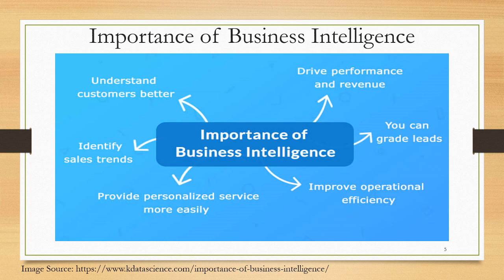This also helps to improve the operational efficiency. It also helps to provide personalized service more easily. For a manager, it helps to identify sales trends so that the manager can see the trends of the sales, and by looking at them, he can take the decision. It also helps to understand the customer better so that the organization can serve the customer in a better way. So from a management point of view, business intelligence helps them to make decisions for their organization.